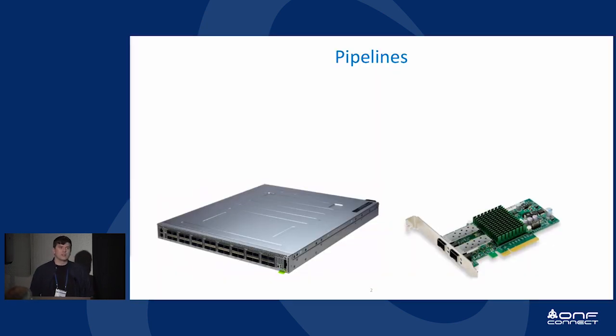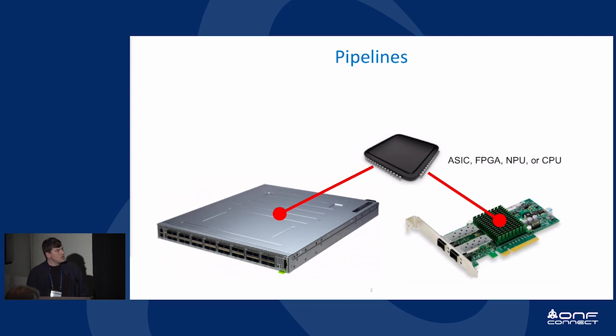Okay, so before I start, let me clarify a bit of terminology. We're going to talk a lot about pipelines here. What is a pipeline? There are different pipelines in this world. The kind of pipelines we're talking about are those you find on a switch or a network interface card or almost any other high-performance forwarding device. In these devices, you have a chip. This chip can be an ASIC, an FPGA, or a CPU in case you are using a software switch.